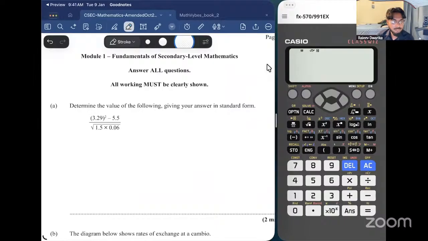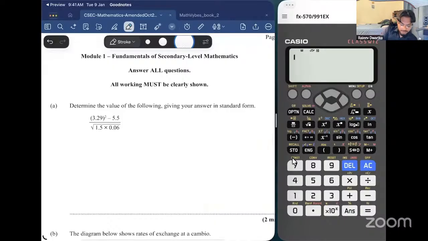Determine the value of the following, giving your answer in standard form. Okay, they want the answer in standard form. Do you know what standard form is? Isn't it when you multiply something by 10 to the power of something else? Yeah, that's what it is.